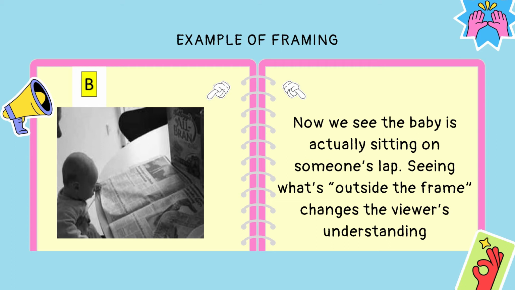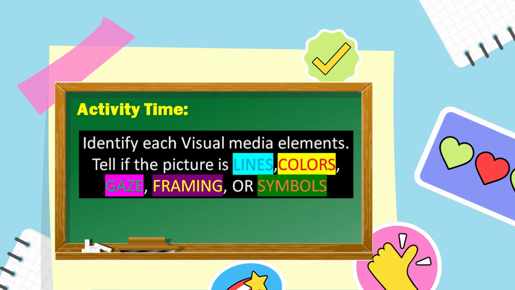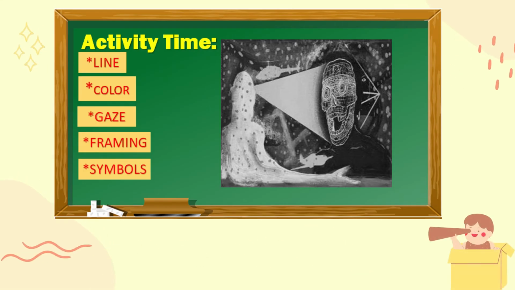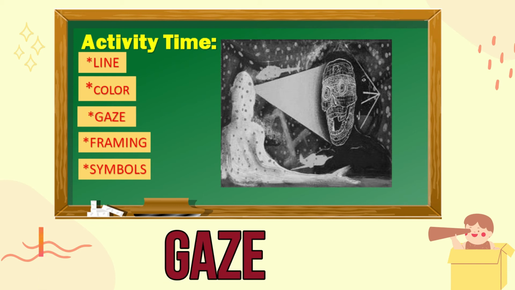Now, to test if you already understand our lesson, we will be having an activity time. What you are going to do is identify each visual media element. You have to tell if the picture is line, colors, gaze, framing, or symbols. Are you ready? Okay, here is the first image. So, what visual element is this? Alright, this visual element is gaze.